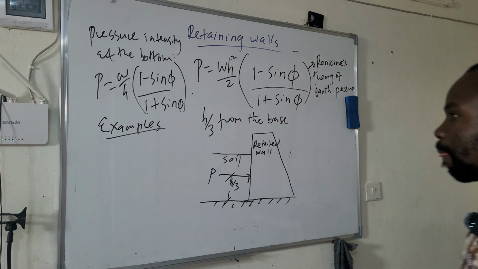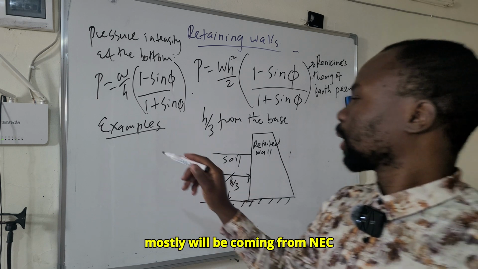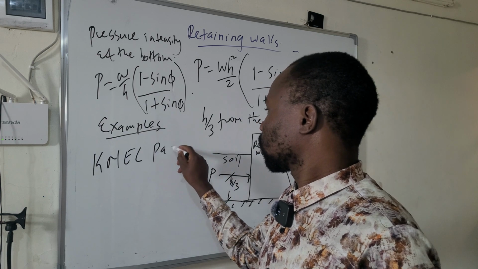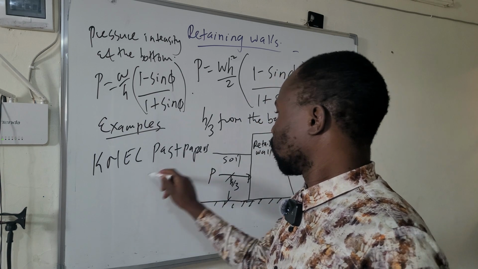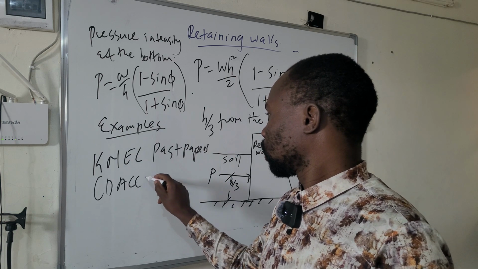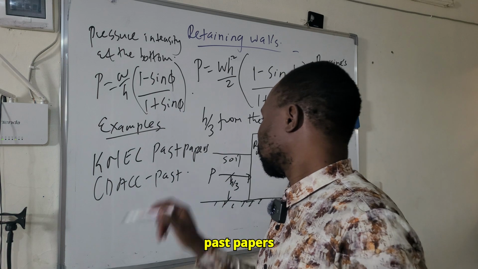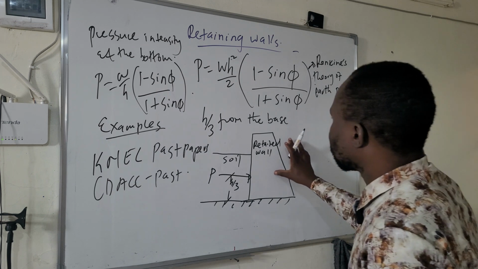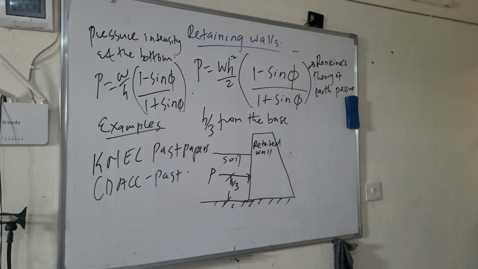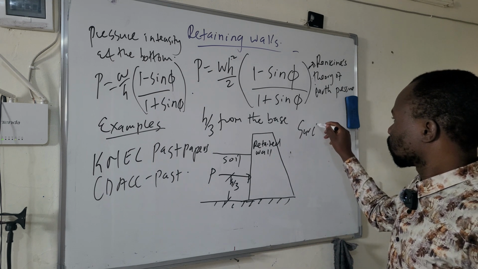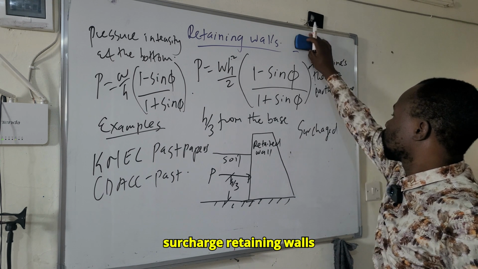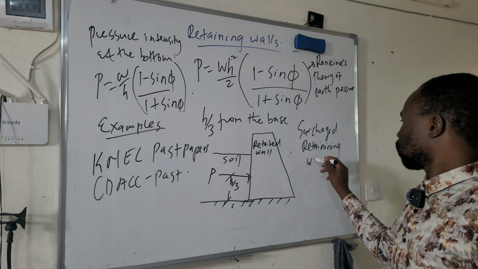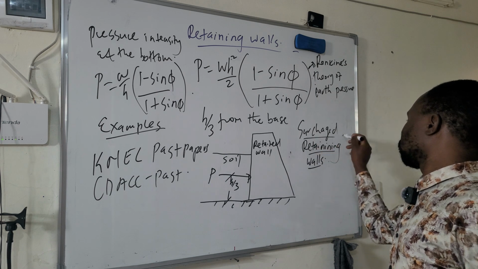After that, we'll start tackling examples. These examples mostly will be coming from NEC past papers and CDAC past papers. And then after this, we'll also look at the surcharge retaining walls.